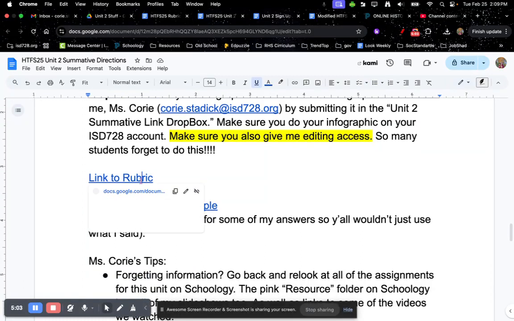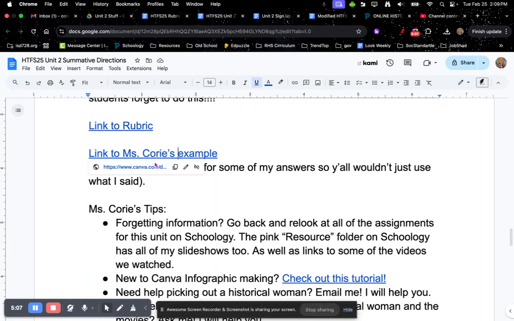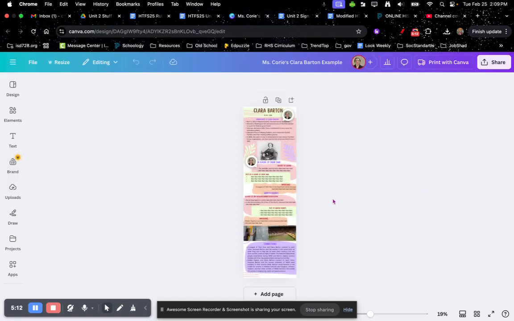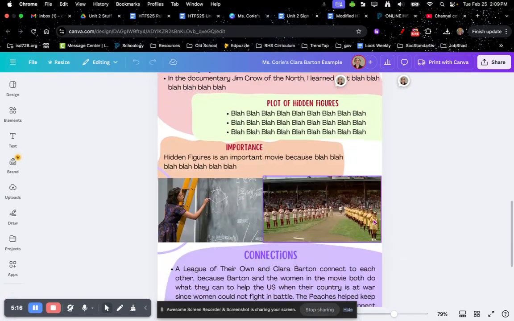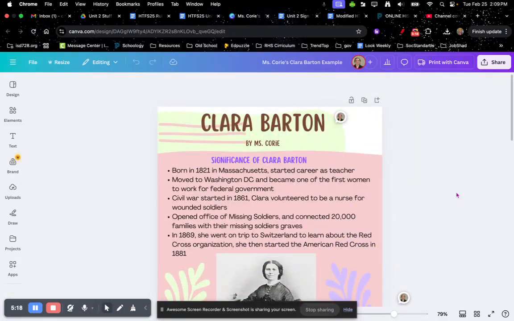Also, here's a link to the rubric if you want to check that out as well. Here's also a link to one of my examples that I did on Canva. As you can see with this example here, it's kind of more zoomed in. So you can explore this on your own.